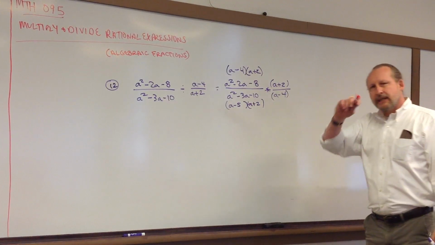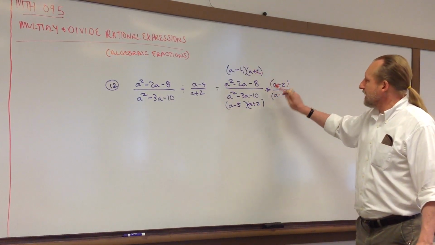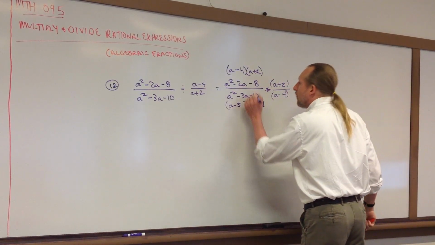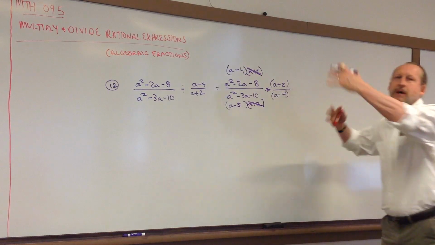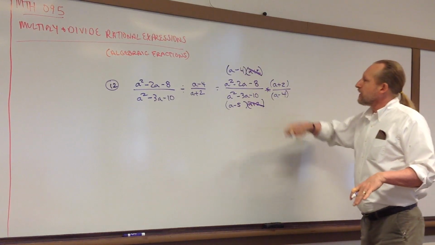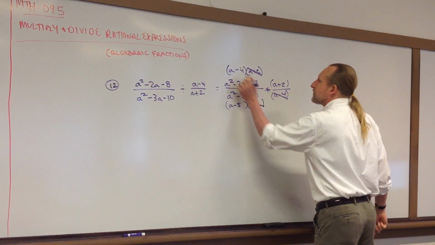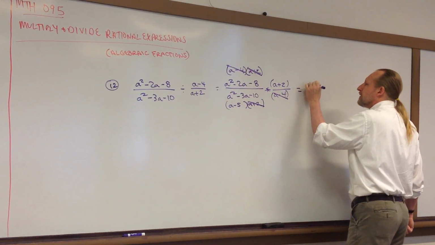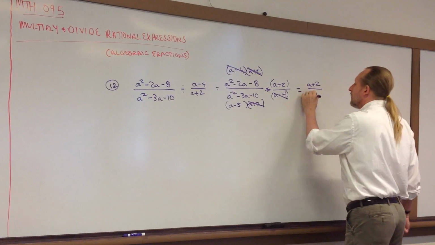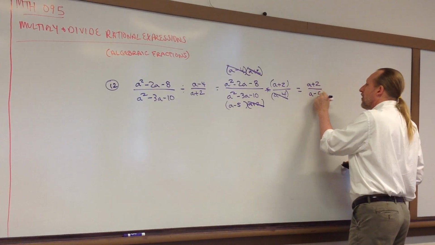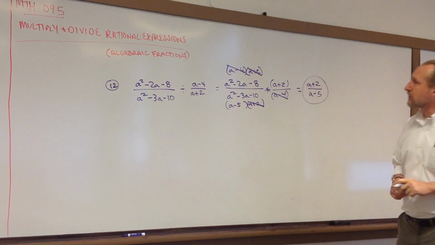Now, just like in that last problem, we've got 2 of these on top, but only 1 on the bottom. So this will cancel out one of the a plus 2's. It doesn't matter which one, but it's only going to cancel out one of them. One of them is going to be left. The a minus 4's cancel out. So on the top, we'll have an a plus 2. On the bottom, a minus 5. And then that's our answer in lowest terms.